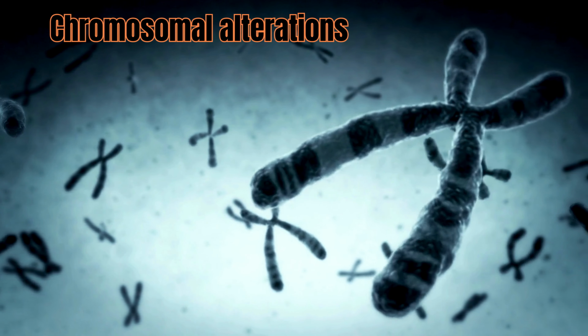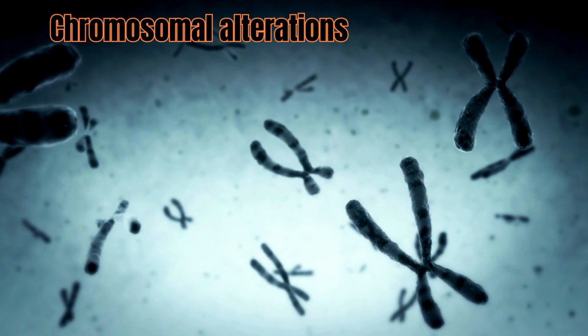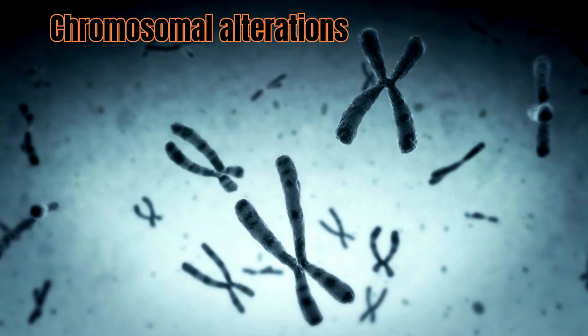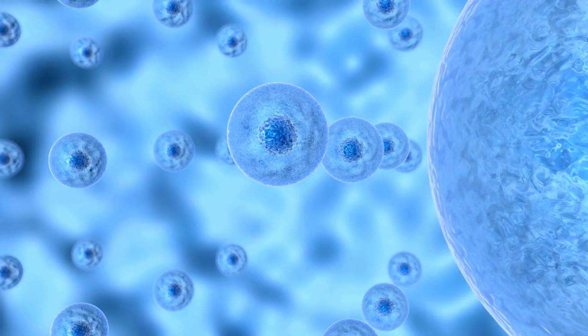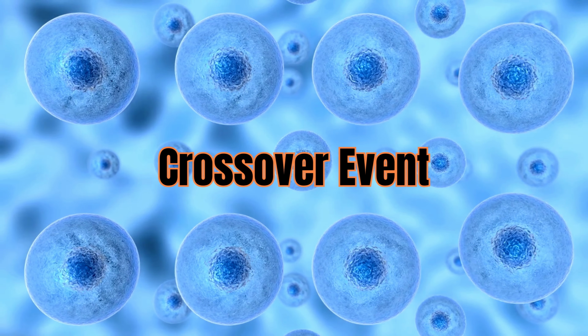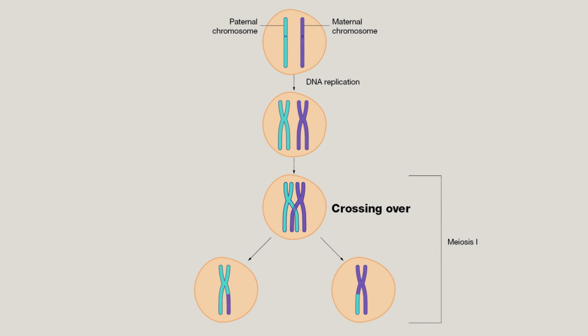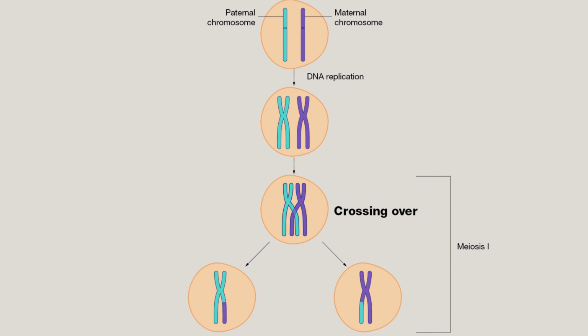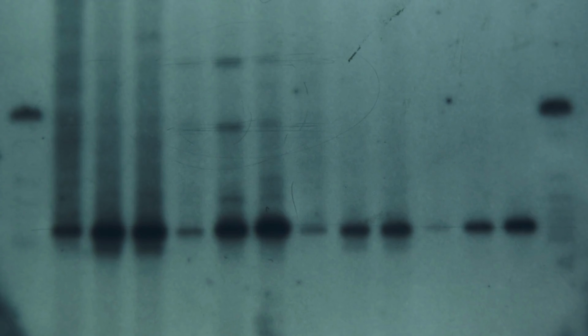Lastly, we have chromosomal alterations, which are changes that happen at a larger scale. These can involve swapping, duplicating, or even losing entire sections of chromosomes. For example, during a crossover event in meiosis, parts of chromosomes can be exchanged, creating new combinations of genes. This alteration is called a crossover event. They don't necessarily introduce new alleles in populations, but they do make it possible for new allele combinations to be passed on to future generations.